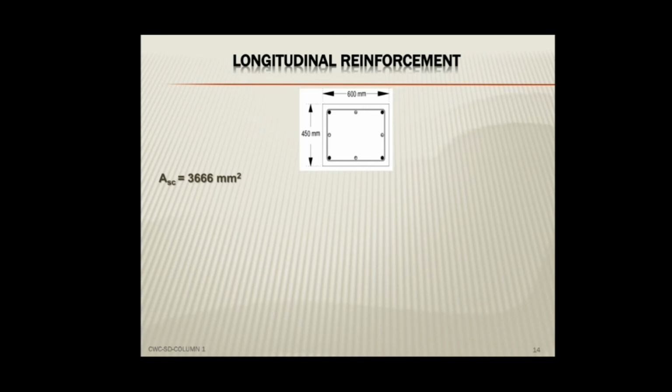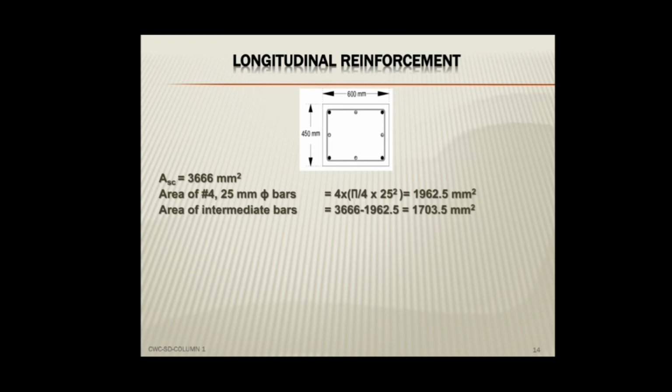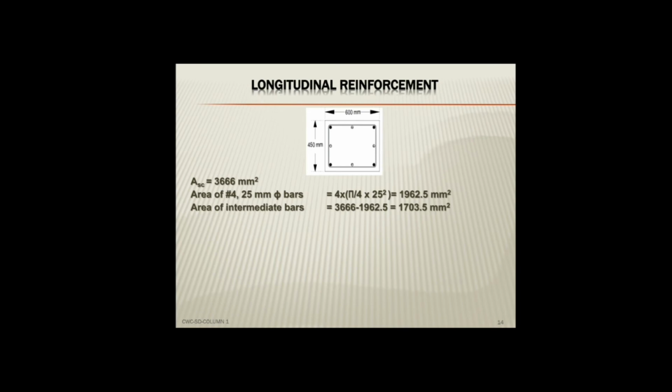3666 mm square. Now we know 4 corner bars of 25 mm diameter are there. So let's calculate the area of corner bars. That is 4 into area of 1 bar, which gives you 1962.5 mm square. So the balance area will be the intermediate bars area, which is equal to the total area minus the area of the corner bars, which is equal to 1703.5 mm square. From this area you can find the diameter of the intermediate bars.